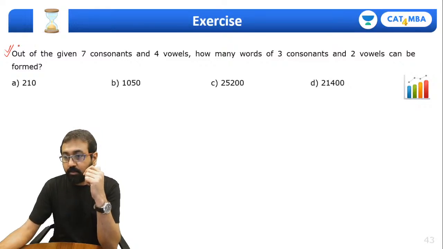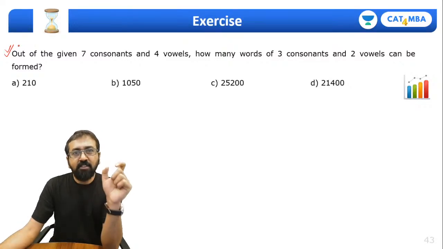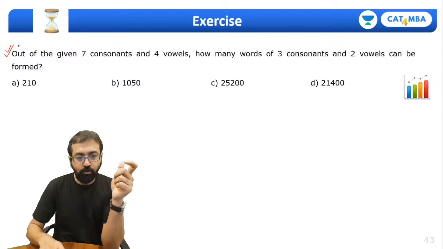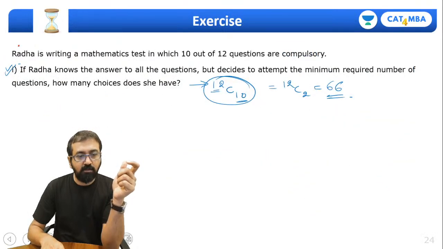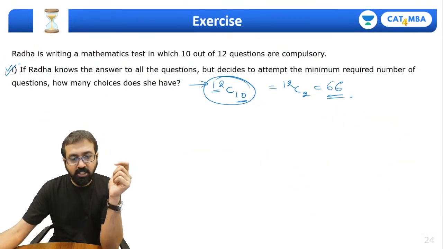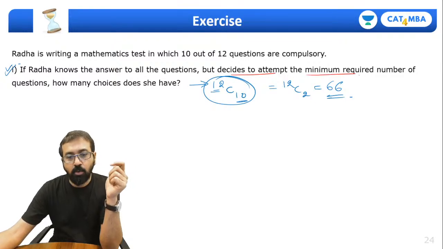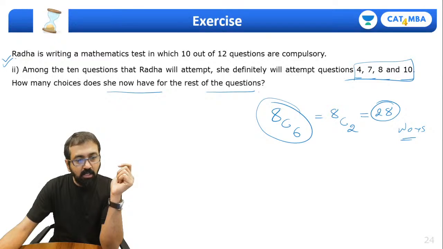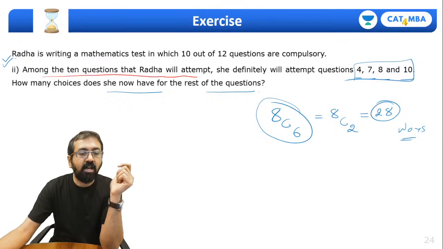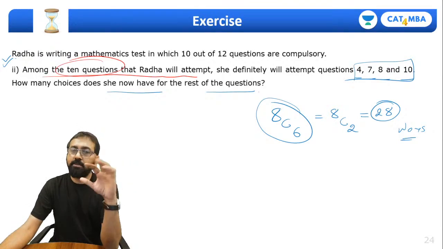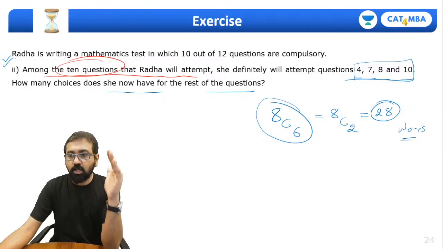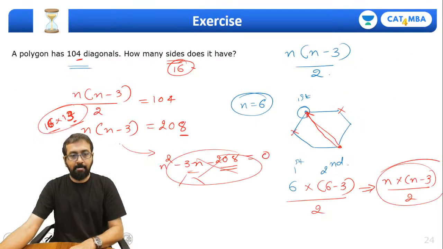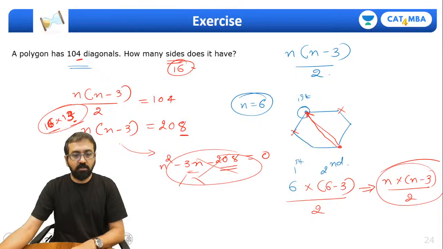Ravi, in the previous question, in both the questions, if you observe, it is clearly mentioned that she decides to attempt the minimum required questions, that is 10. And over here, among the 10 questions that Radha will attempt, she is attempting 10 questions. So there is no confusion about that. Okay. I hope you have understood this.